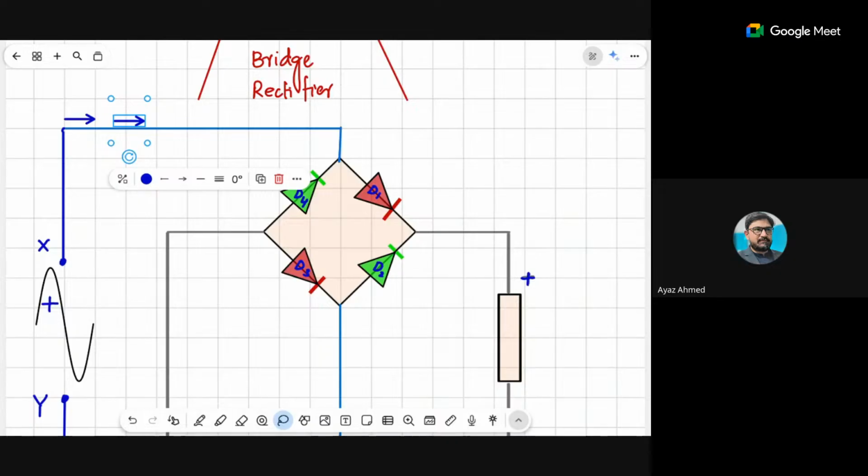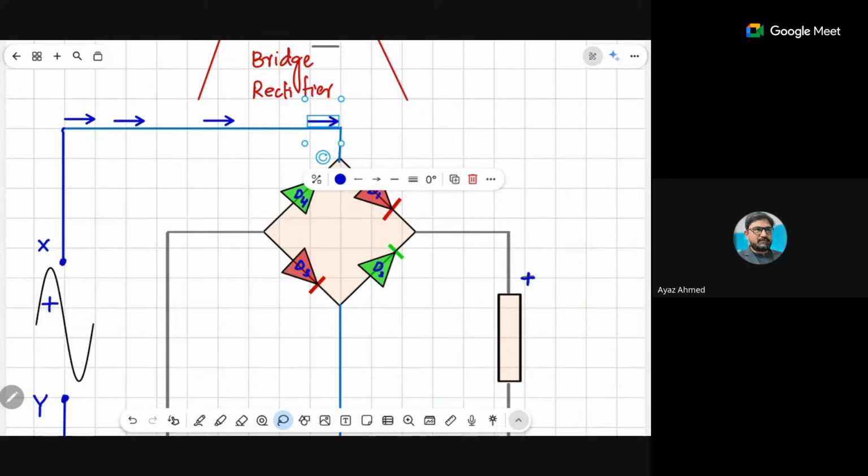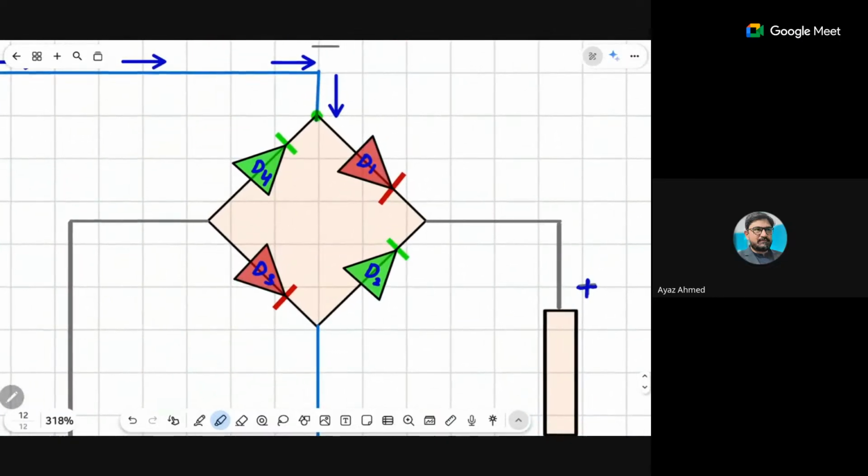Okay, so this will now be flowing through this. When it reaches this point, basically here is the turning point, or the game changing point. Here there are two paths. At this point, or this node, there are two paths. The current can flow through diode number 4, and the current can flow through diode number 1. Do you believe this thing?